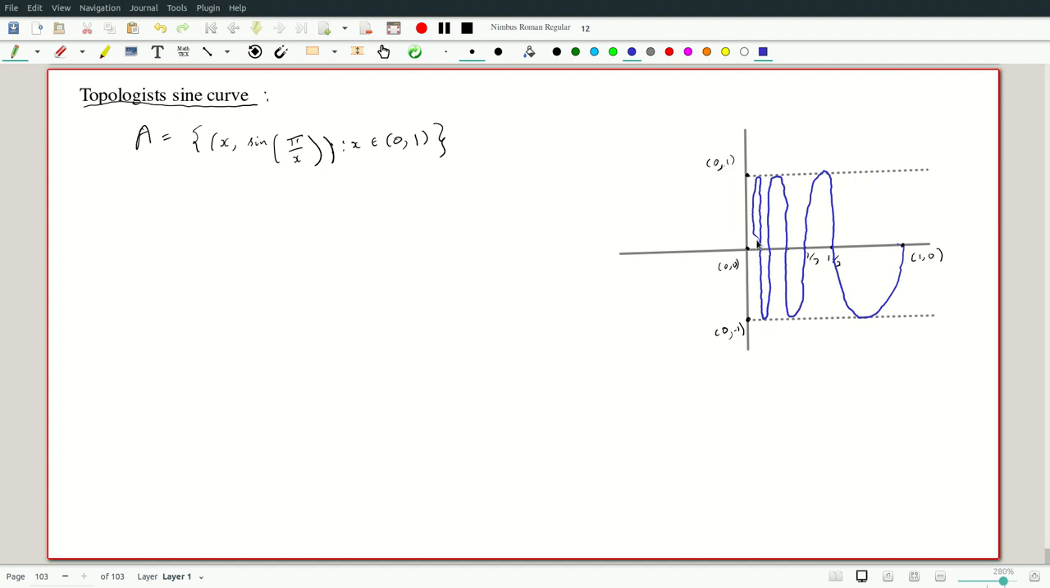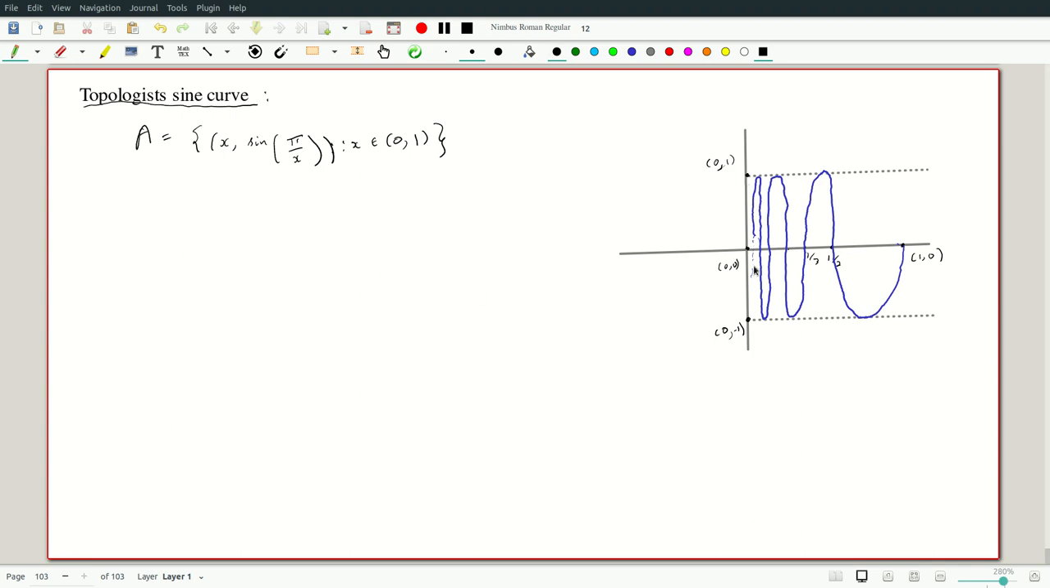So let's stop drawing this. I think I learned the hard way, I should not undo or the whole stroke goes away. Okay, so here it goes. And let's just dot it on further. This oscillates infinitely many times.